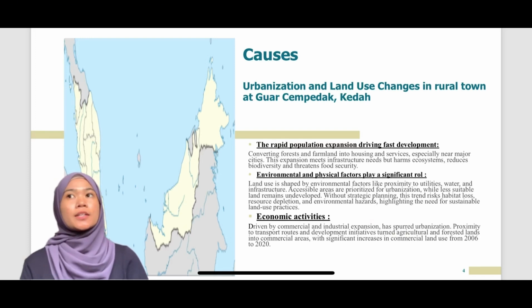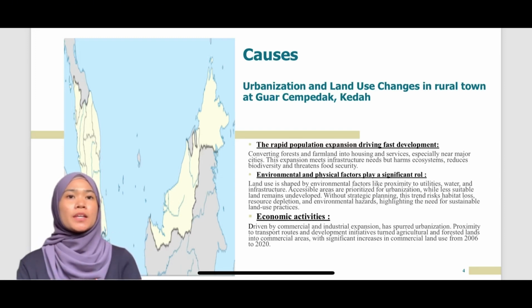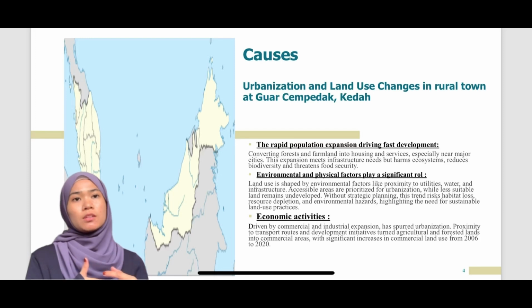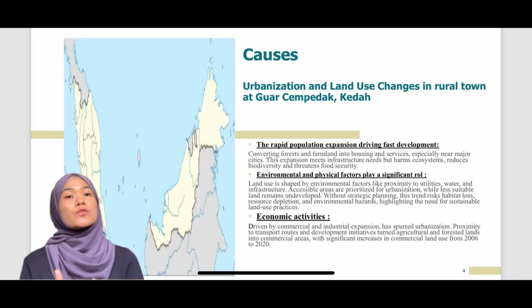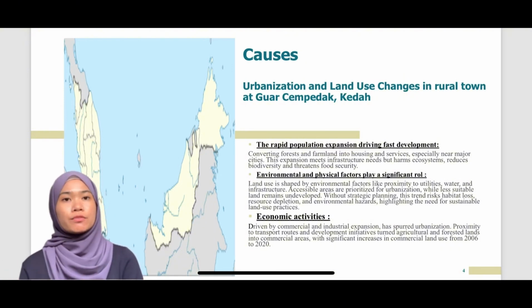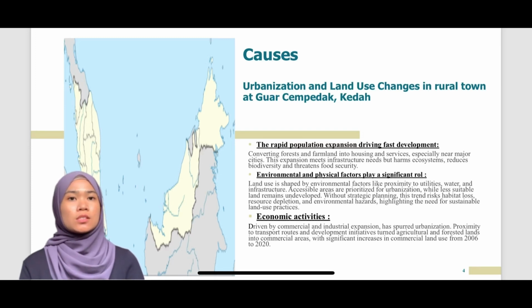When forests are cut down and farmland is built over, many animals and plants lose their homes, leading to a decrease in biodiversity. This means there are fewer different species of plants and animals in the area. Additionally, with less farmland, it becomes harder to grow enough food, which can affect food security, making it difficult for people to have access to enough healthy foods. So while development helps the cities grow, it can also harm the natural environment and the ability to produce food.